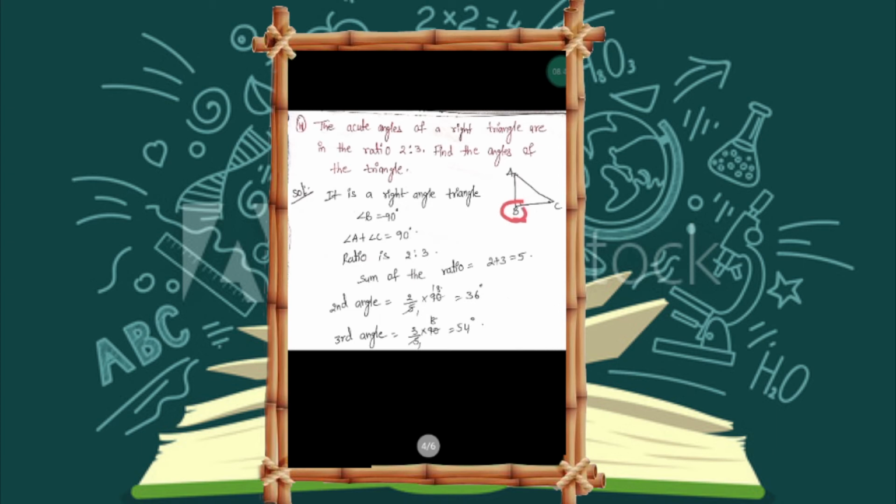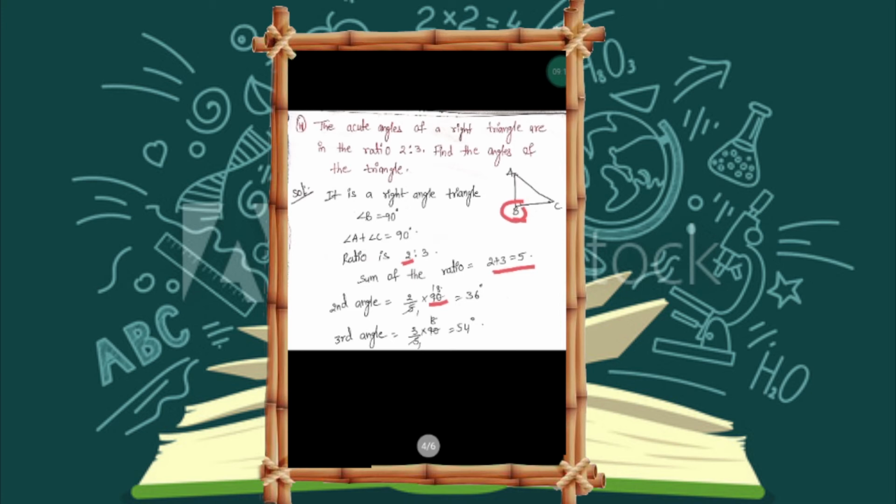But we don't know angle A and angle C. But the sum of these two angles is equal to 90 degrees. What is the ratio of these two acute angles? 2:3. Sum of the ratio is 2 plus 3 is equal to 5. The second angle, what is the ratio? 2. 2 by, what is the sum of the ratio? 5 into 90. Why? Because I can write here 90 children. The sum of these two angles is only 90 degrees. Understood? Already we know one angle, so we can find out the remaining two angles only. So that's why I write here 90.